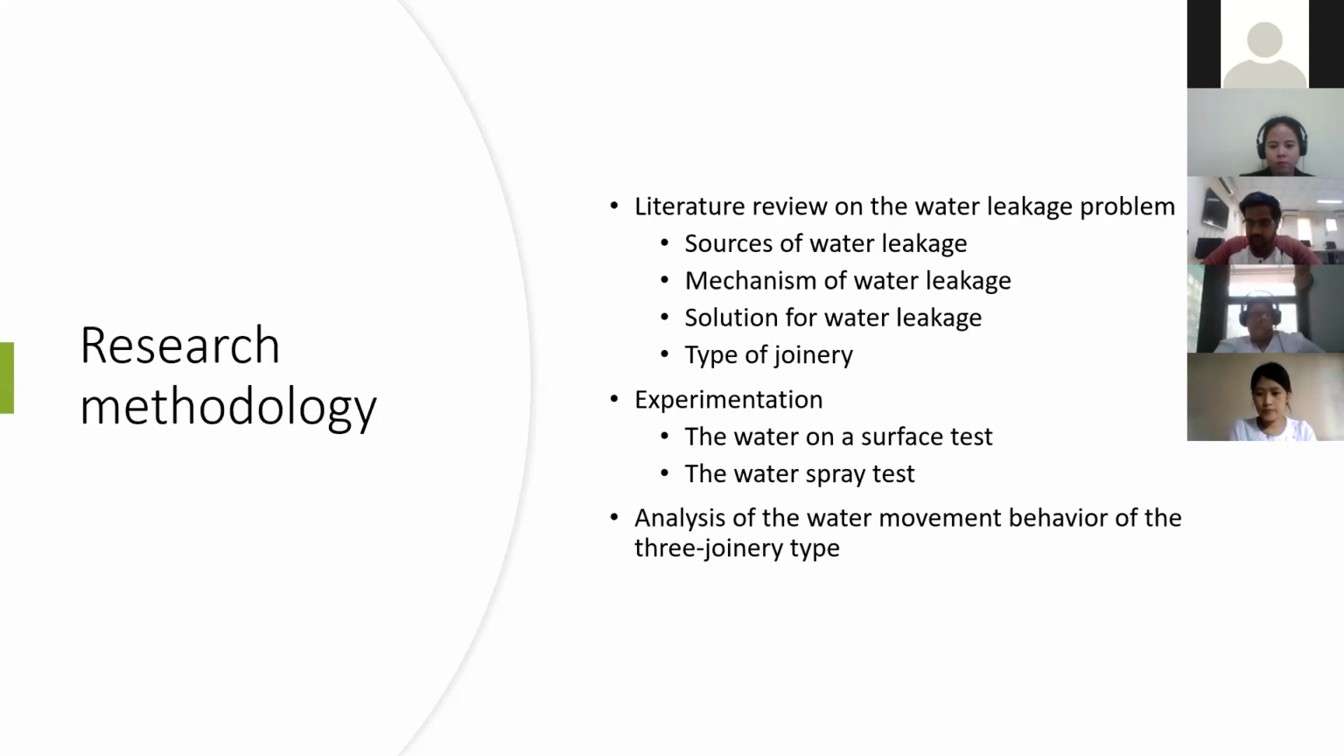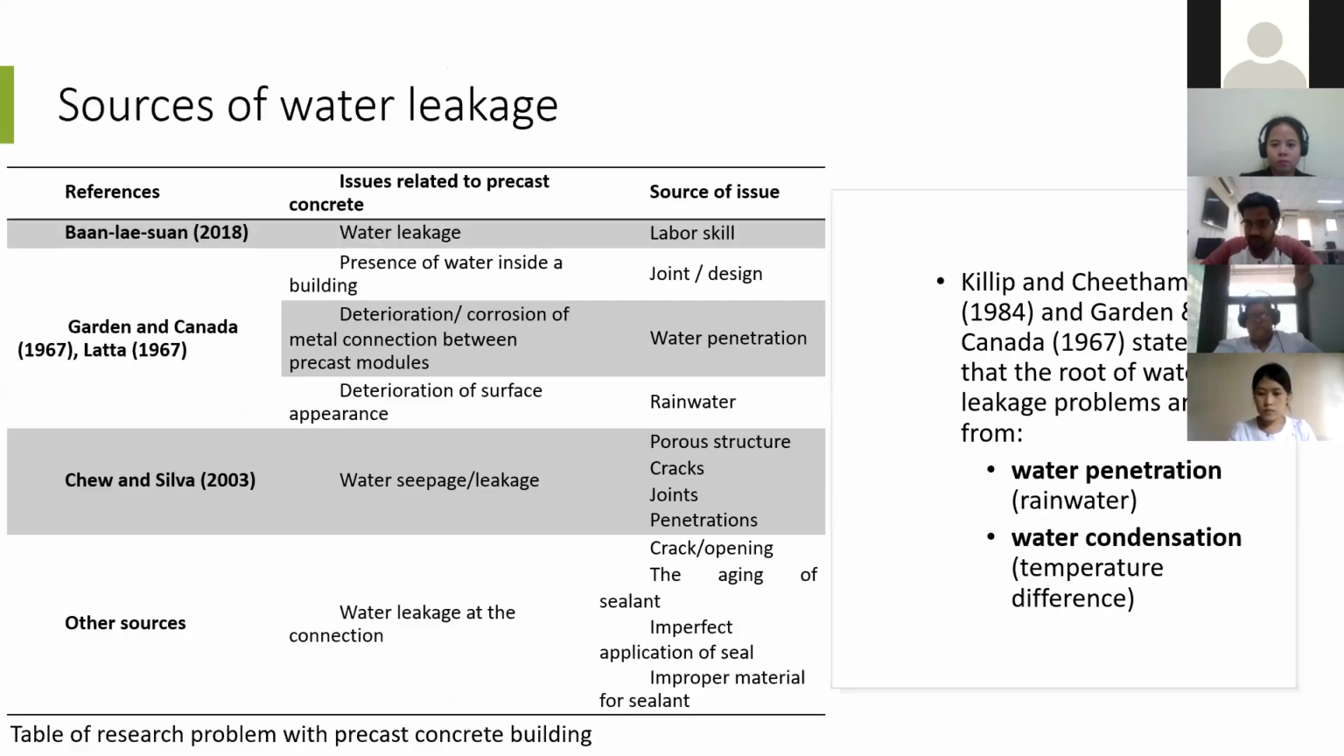Types of joineries. I will take the models to do the experimentation on the two tests, which are the water on the surface test and the water spray test. And then I will analyze the water movement behavior on the three types of joints.